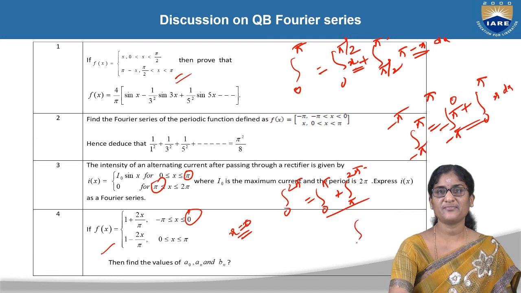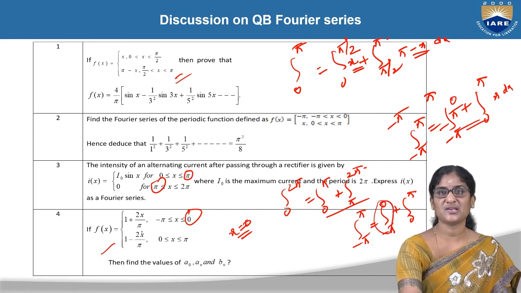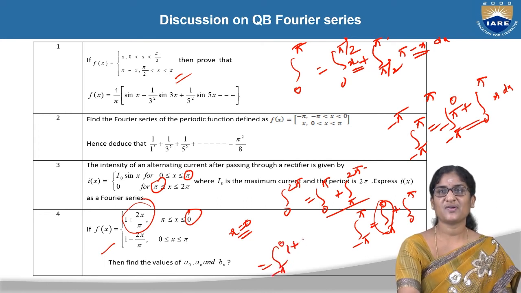What is the total length of the interval that he has asked? Minus pi to pi. So how to split it up? Minus pi to 0 and 0 to pi. Two parts we have to split it into, and then in each part we have to put the respective functional value. What is the functional value in the first part? From minus pi to 0, the functional value is 1 plus 2x by pi, dx, plus in the second part, from 0 to pi, the functional value is 1 minus 2x by pi.